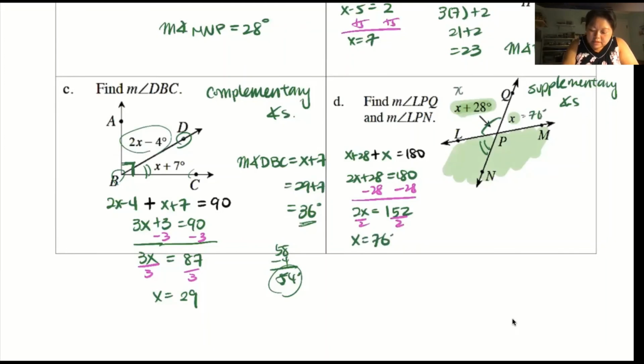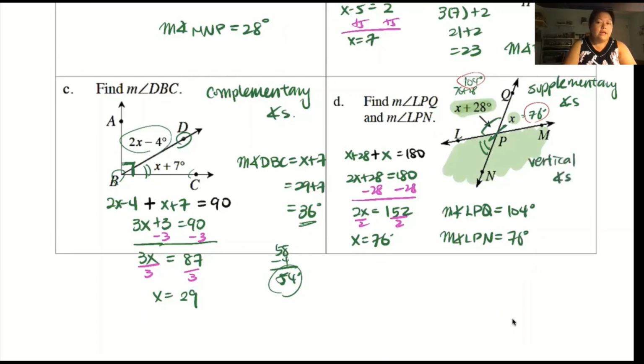If I plug it in, 76 plus 28 gives me 104 degrees. And again, a really quick check here: 104 and 76, they add up to 180, so we're on the right track. Now let's answer my question. The question says measure of angle LPQ. We solved for it just now, it's 104. Measure of angle LPN. LPN is opposite of the x, so LPN is also 76. But now I use a new relationship to help me answer this question. I use the fact that they are vertical angles, because they're opposite of each other on this x.